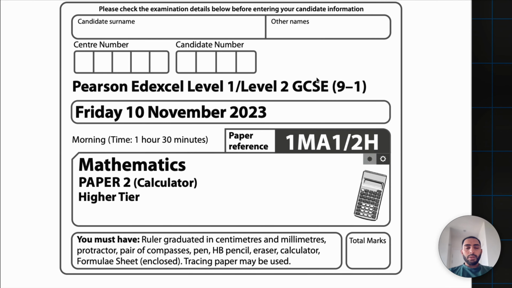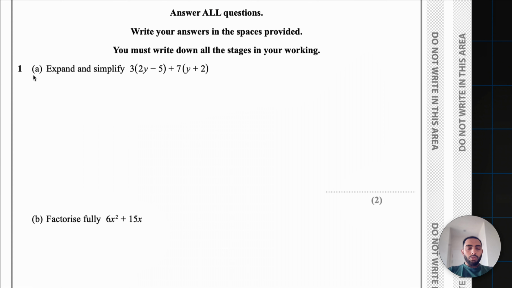It's Edexcel GCSE Maths Higher Tier Calculator Paper 2 from November 2023. Let's get straight into it. Question 1. Expand and simplify 3 brackets 2y minus 5 and 7y plus 2.